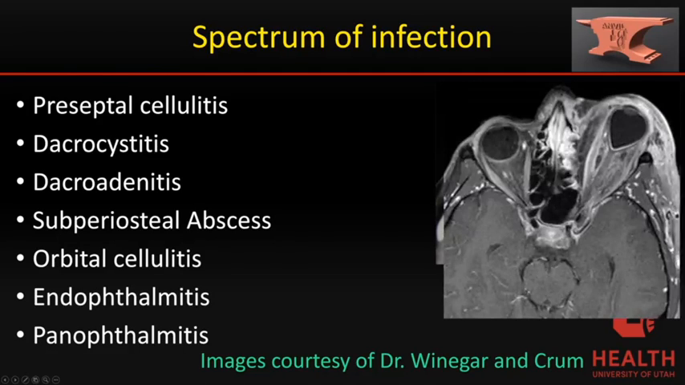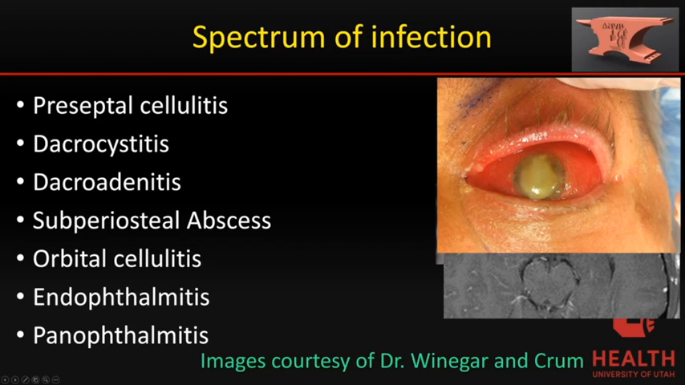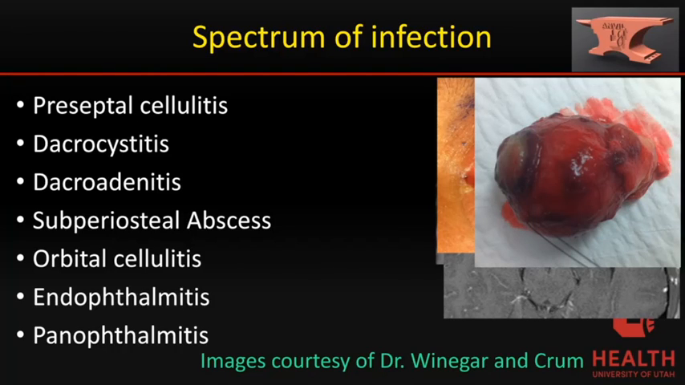In this patient with severe orbital cellulitis, we see stranding, stretching of the optic nerve, tenting of the globe, and this is a vision endangering event. And we want to avoid the final complications of endophthalmitis and panophthalmitis leading to enucleation or evisceration.